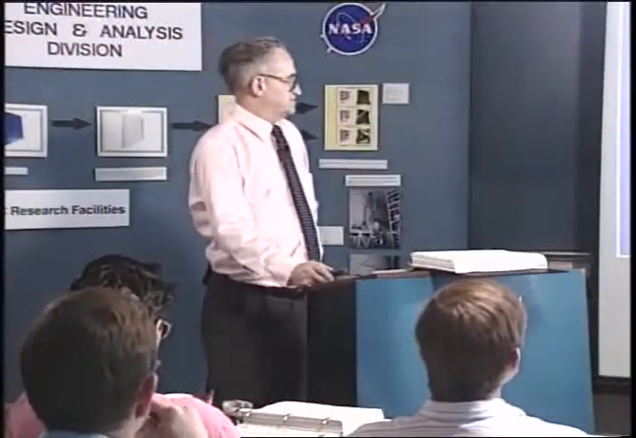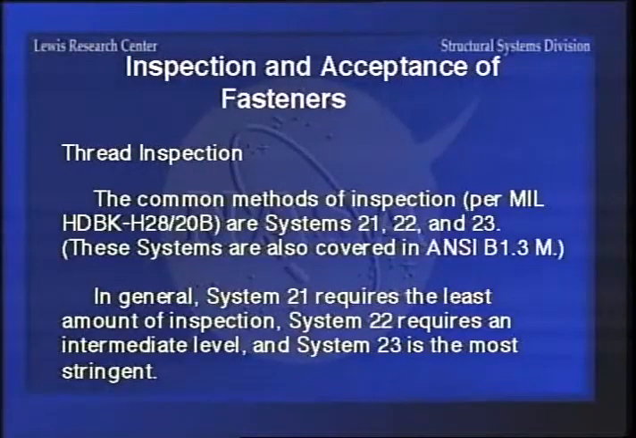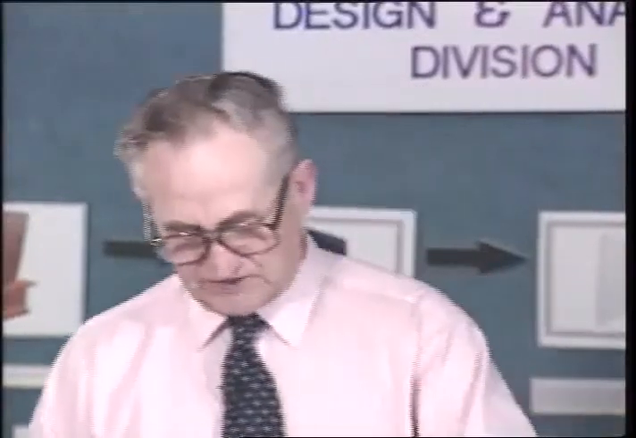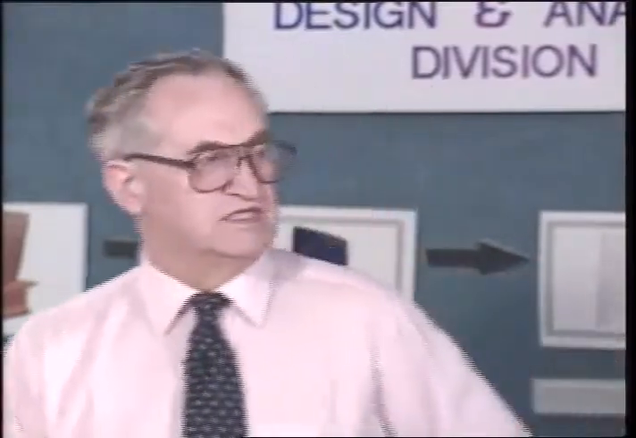The common methods of inspection are given once again in this military handbook H28 and are the systems 21, 22, and 23. They're also covered in ANSI B1.3M. Now, in general, System 21 requires the least amount of inspection. System 22 is an intermediate amount, and 23 is the most stringent. And so each one of these is practically a separate document, so I'll just try to summarize them a little bit. But one of the things we found out is that most people just use System 21.